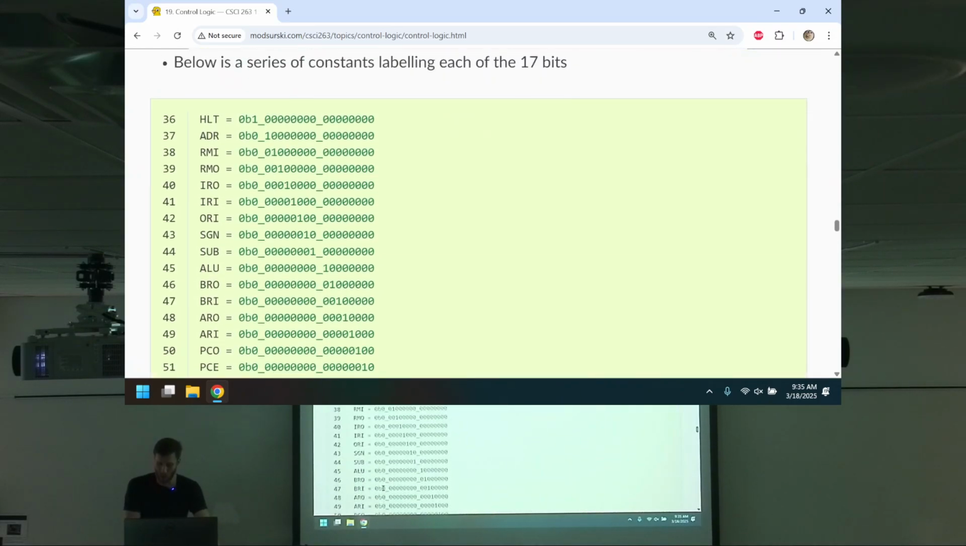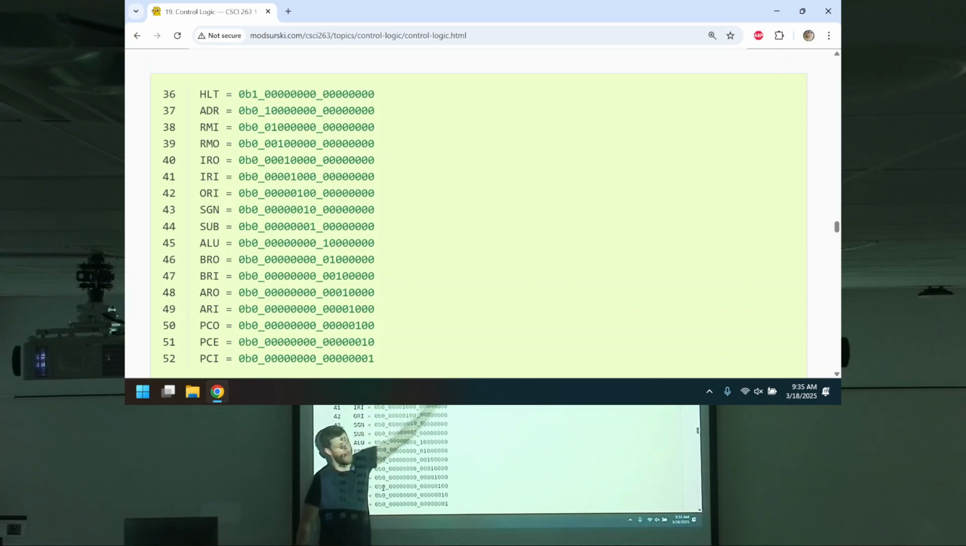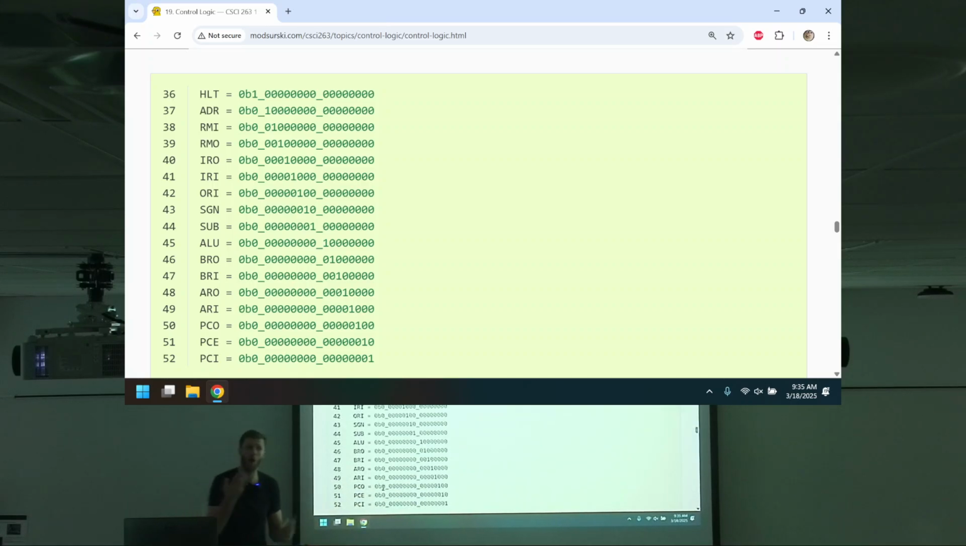So we generated a lookup table. We did this with a series of constants. Each constant corresponds to which bit in this whole bit string would need to be on for that control signal. And I put a big emphasis on this last time: this one is the number 1, 2, 4. The fact that program counter out is 4 does not really matter. What really matters is the bit position. Which bit do I want on?